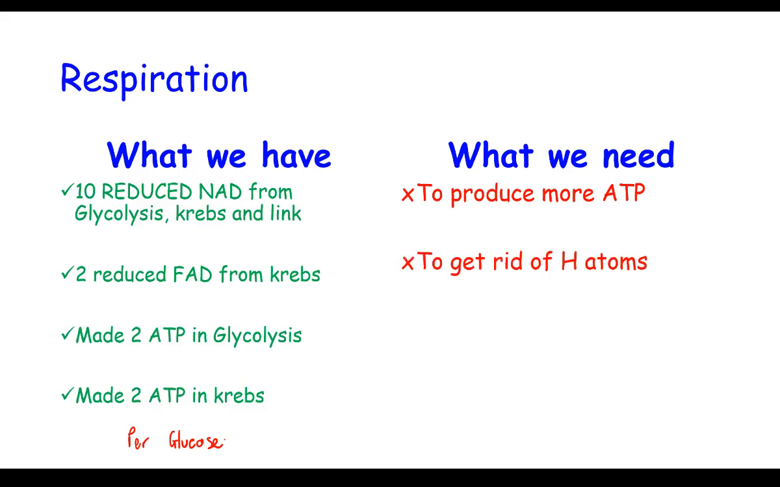We also need to get rid of those hydrogen atoms because they are a waste product, and if they build up, it's toxic to the cell. And we still haven't used up oxygen at all, and we always say how much respiration relies on oxygen. So this is what we need to do. We need to find out how we get more ATP, how we get rid of those hydrogen atoms, what actually happens to NAD and FAD, and how to use oxygen in respiration.